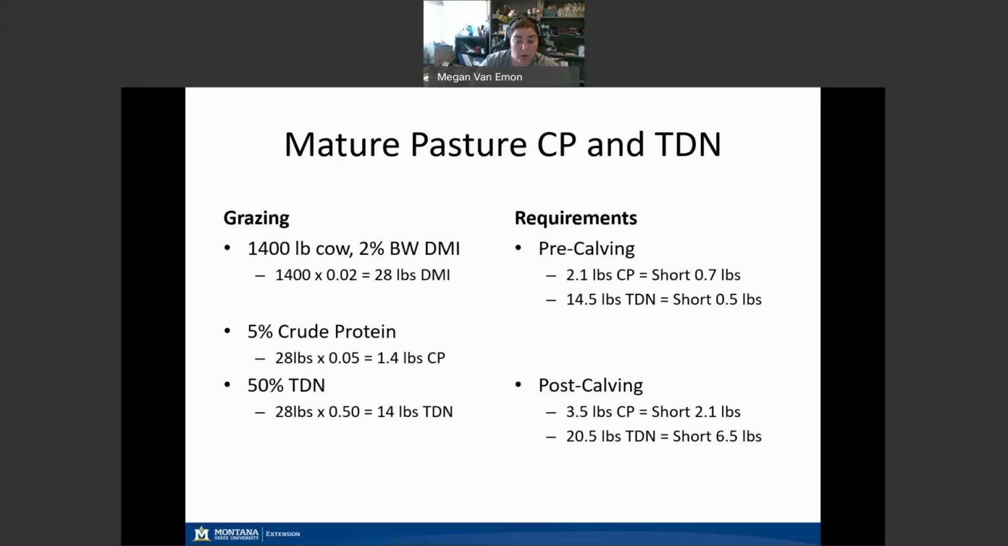So let's say, as I know, a lot of livestock producers currently are moving into that post-calving phase, and requirements are going to start to peak. Looking at it, she needed 3.5 pounds of protein, so we're shorting her, if we're just asking her to graze, 2.1 pounds of protein. If we're looking at the energy factor, we're shorting her about 6.5 pounds of energy during that post-calving phase. So we can start looking at different supplements, whether it's the hay or other grain source or something like that, to help meet these requirements while our animals are out grazing.